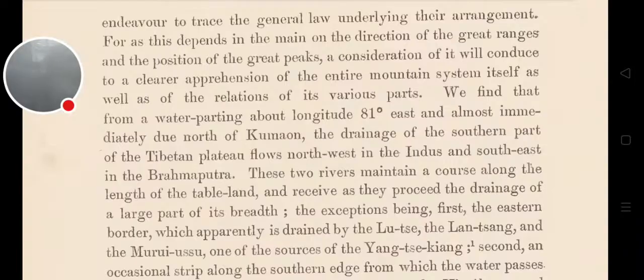We find that from a water parting about longitude 81 degrees east and almost immediately due north of Kumaon, the drainage of the southern part of the Tibetan plateau flows northwest in the Indus and southeast in the Brahmaputra. These two rivers maintain a course along the length of the tableland and receive as they proceed the drainage of a large part of its breadth.